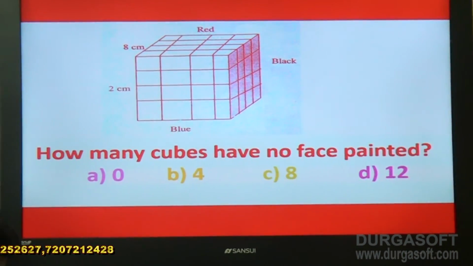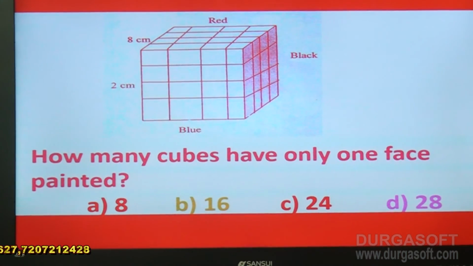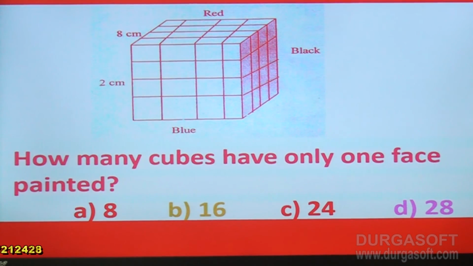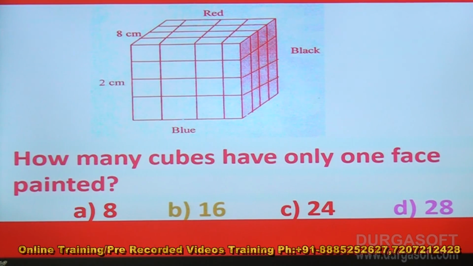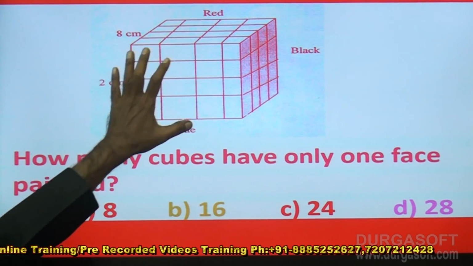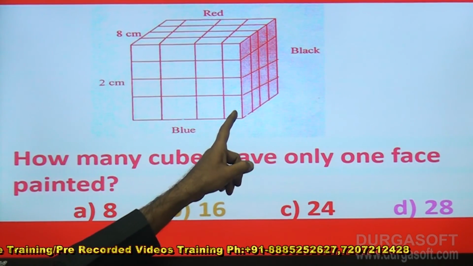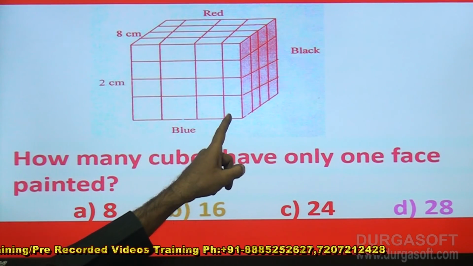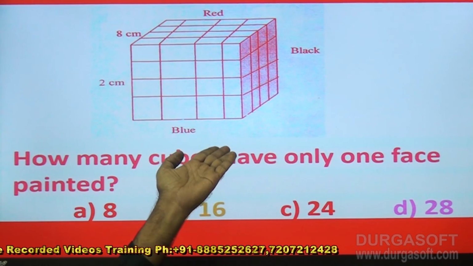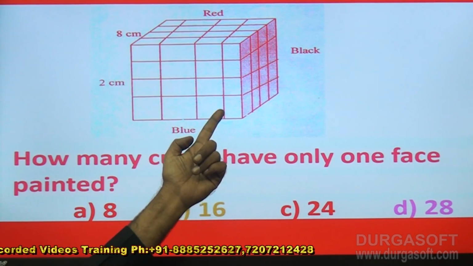Let us take another question. How many cubes have only one face painted? One face in the sense where only one face is painted. Let us see by taking random cubes. If we take this front view and this corner cube, it is painted on the front view, this right side view, and the bottom also. So this is painted on 3 faces.